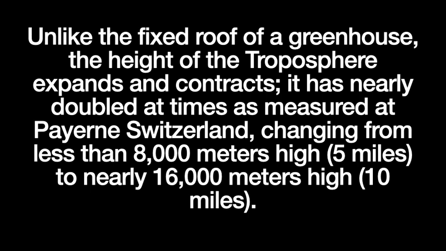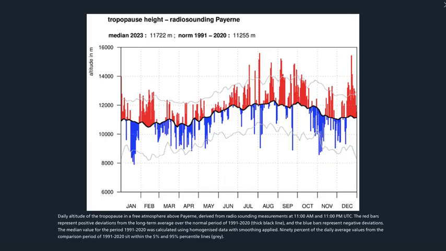Unlike the fixed roof of a greenhouse, the height of the troposphere expands and contracts. It has nearly doubled at times as measured in Payerne, Switzerland, changing from less than 8,000 meters, around 5 miles high, to nearly 16,000 meters high, or around 10 miles high. And here's a graph produced by the radio sounding instruments there at Payerne, looking at the height of the tropopause.